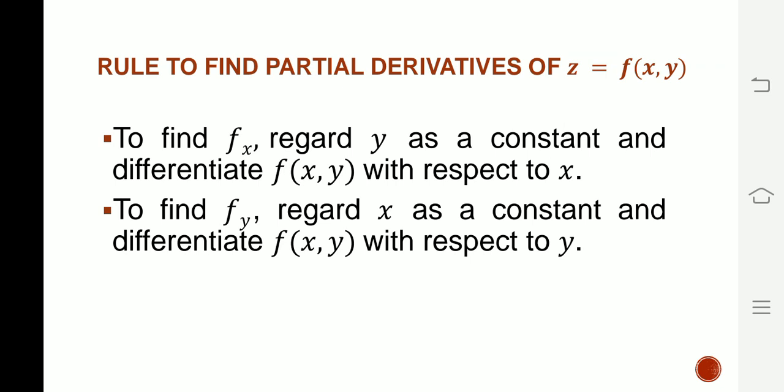Rule to find the partial derivative of z is equal to f of x y. This is a very important concept. To find fx regard y as a constant and differentiate f of x y with respect to x. If suppose we want to find out the derivative of f with respect to x, then treat y as a constant and differentiate f of x y with respect to x only. For finding the partial derivative with respect to y, we denote it as fy and we are treating x as a constant and differentiate f with respect to y.